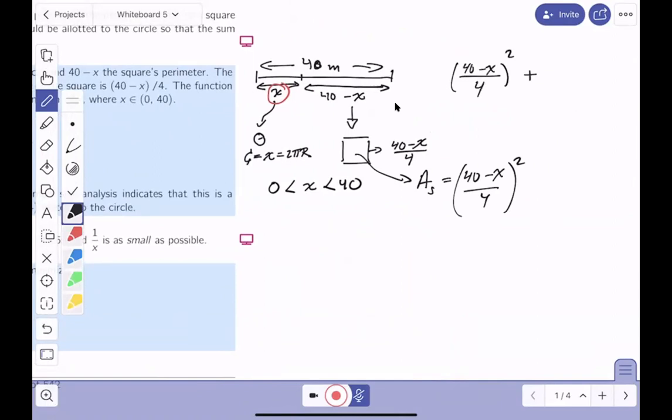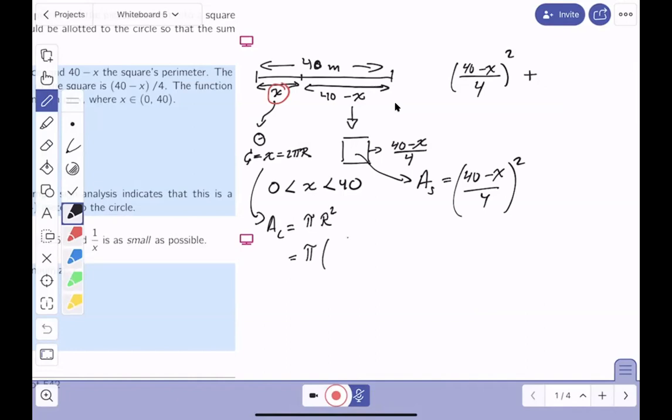And what's the area of the circle? Well, I've got to figure that out. The area of the circle is going to be pi. Well, I need to know the r, right? So it's r squared. But remember, we need to know what this is in terms of x.